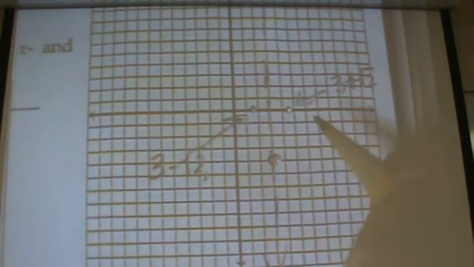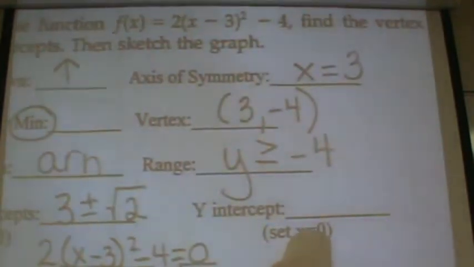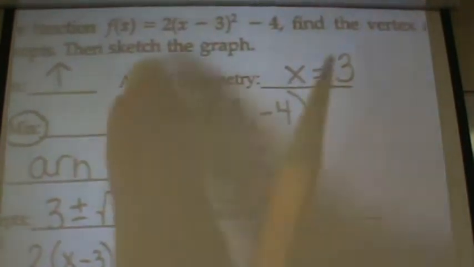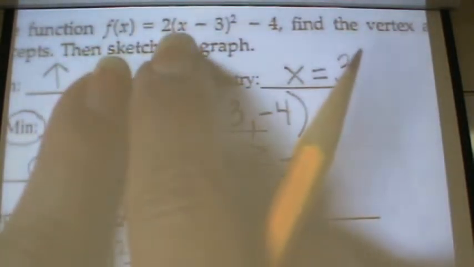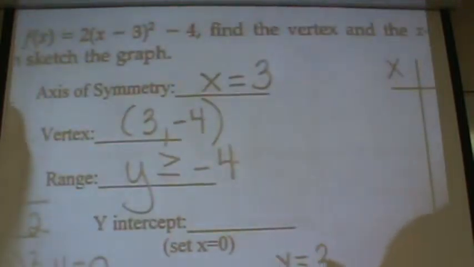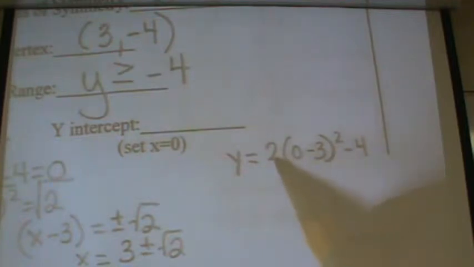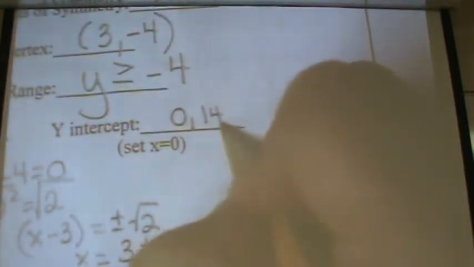Do we have to label that? Well, sometimes it's labeled. If you have it here, then I know that that's what it is. Okay. Now, how do you find the y-intercept? You're going to plug 0 in for x. So you've got y is equal to 2 times (0 minus 3) squared minus 4. How do you solve this now? Parentheses first, so you get 9. 9 times 2 is 18, and what's 18 minus 4? 14. So this graph is hitting the y-axis at (0, 14).